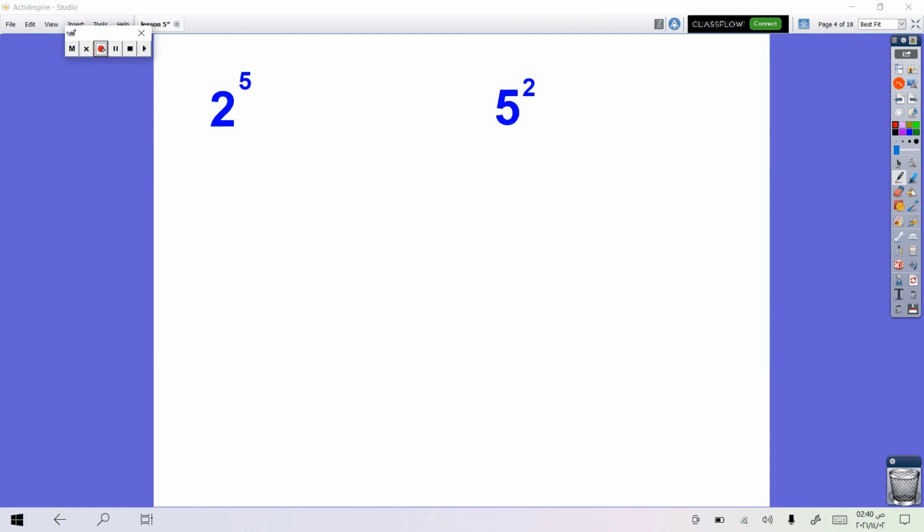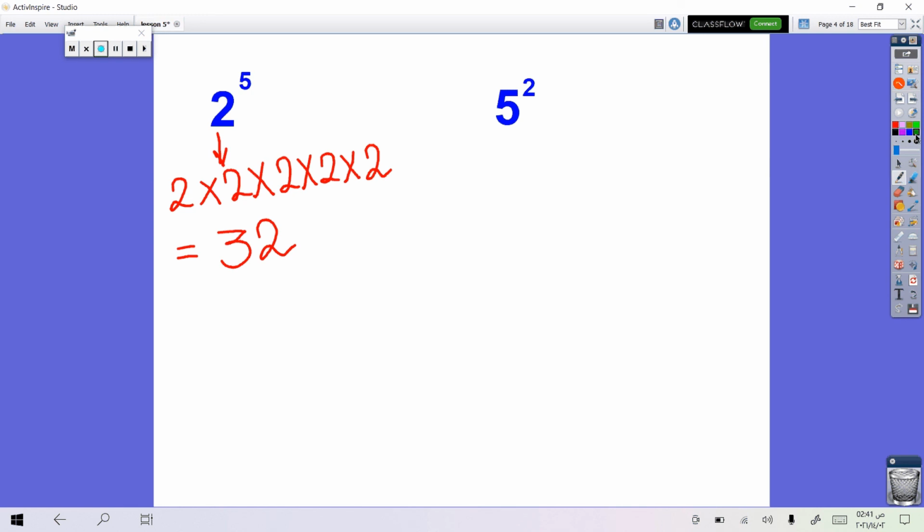Now if we have 2 to the power 5, what if we change the order of numbers to be 5 to the power 2? Will the result be the same or different? First we have 2 power 5. It means that number 2 is multiplied by itself 5 times. It means 2 by 2 by 2 by 2 by 2, 5 times. It will be equal 32.